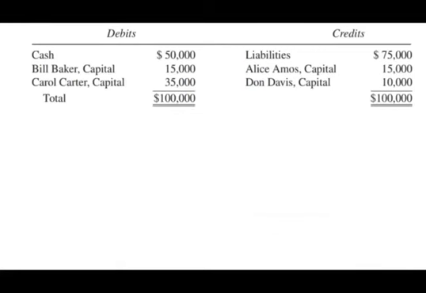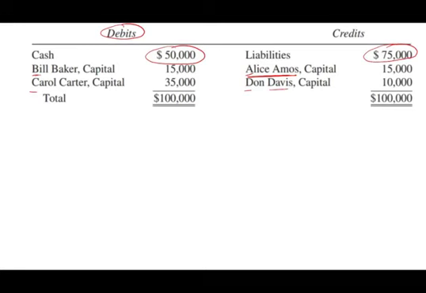Okay, so let's take a look at this balance sheet, and we're keeping things simple. For this company, we have cash of $50,000. We have liabilities for the whole company of $75,000, and we have 4 partners: Alice, Bill, Carol, and Don. Notice Alice, Amos, and Davis have a credit balance, while Bill and Carol have a deficit balance. Notice this is a debit balance. Well, that's the first thing we need to look at. So hopefully you can read this.